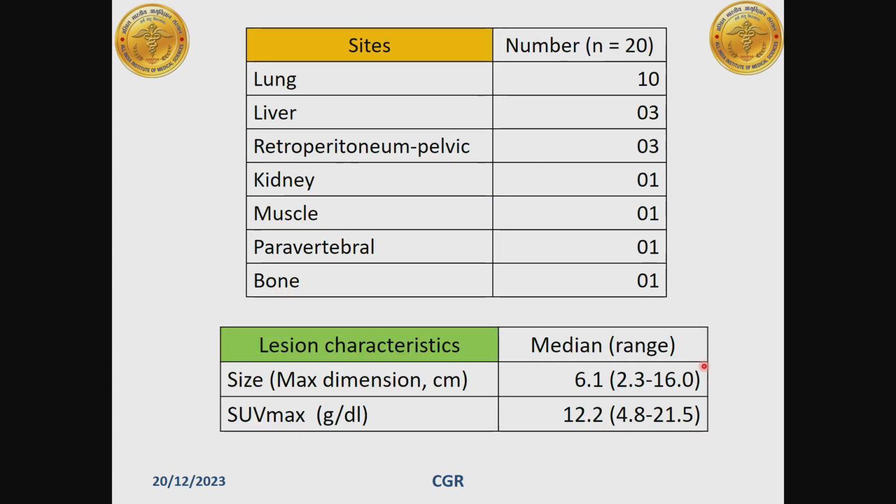The most common site which has been biopsied till now is the lung, followed by liver and retroperitoneum. The average size of the lesions which we have biopsied till now is around 6 centimeters, but the smallest was around 2.3 centimeters. The average SUV max of our lesions was around 12, but all the lesions had an SUV of more than 3.